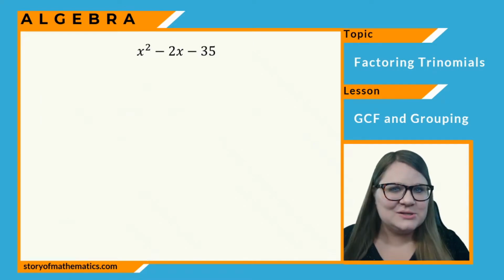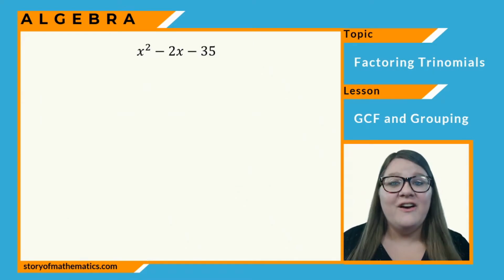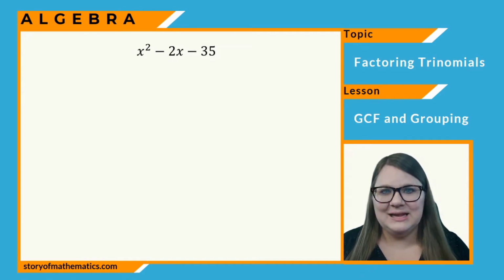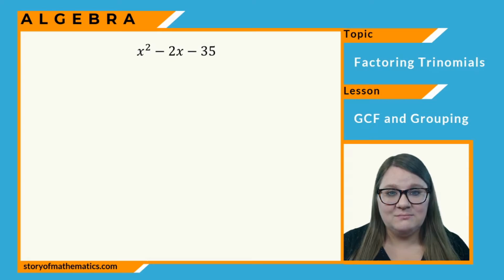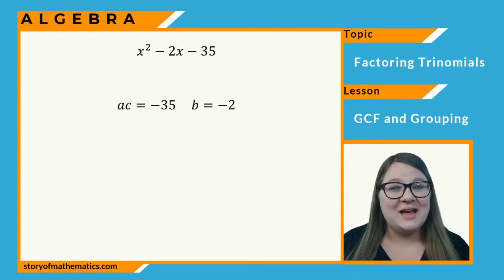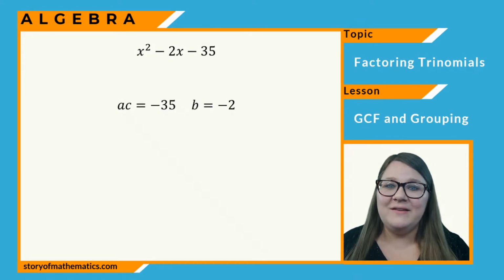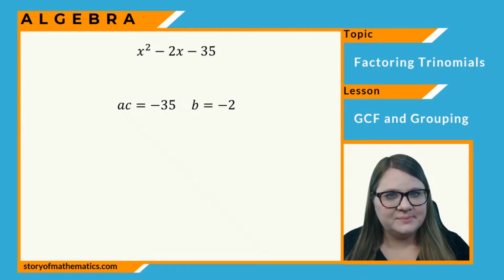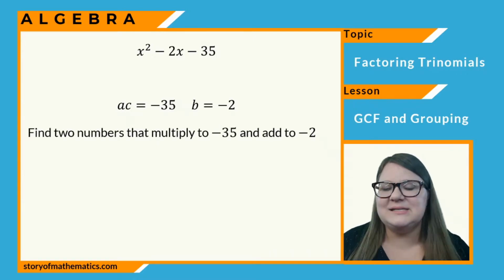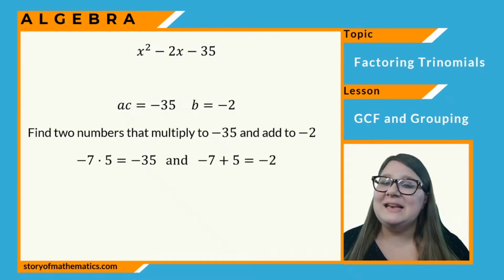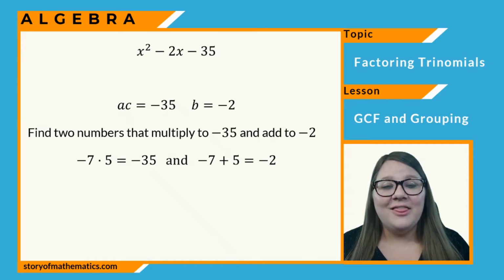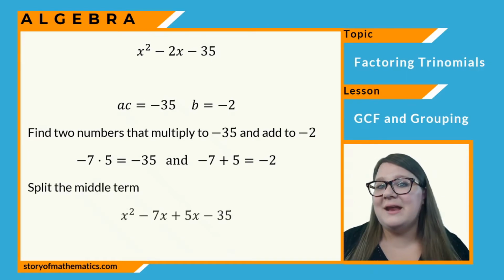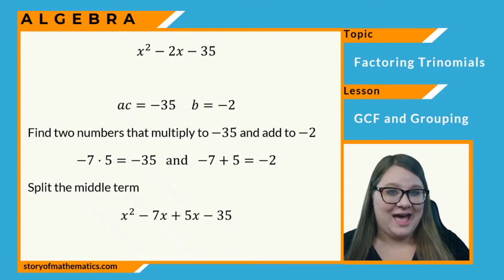x squared minus 2x minus 35. First of all, there is no greatest common factor, so we get to work with it directly. Now, a times c: my a is 1, and my c is negative 35. So a times c is negative 35, and my b, as you can see, is negative 2. What two numbers multiply to negative 35 and add to negative 2? Well, that's going to be negative 7 and 5. That means I'm going to split my negative 2x in the middle into minus 7x plus 5x.